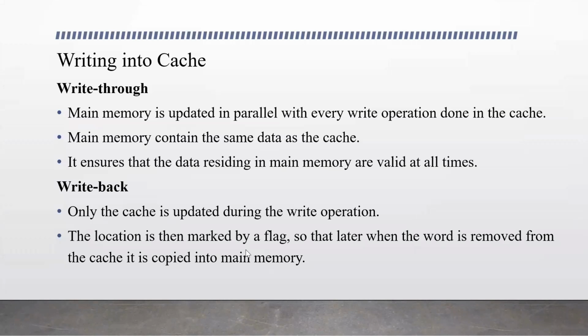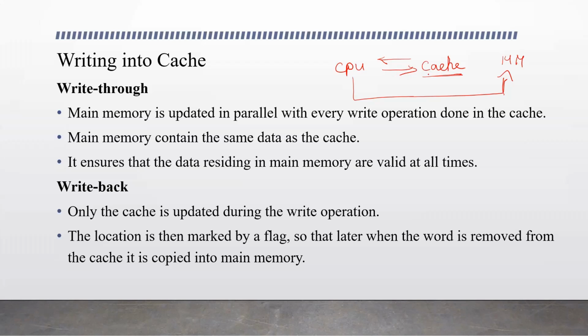And writing into the cache. How is reading from the cache done? When the CPU finds a word in cache during a read operation, it is directly accessed from the cache. Main memory is not involved in that. When the CPU wants to access some instruction or data, it looks into cache memory first. If it is available, it is transferred to the CPU directly. Main memory is not involved in this operation. If the instruction is not available, then the CPU has to look into main memory and access it.